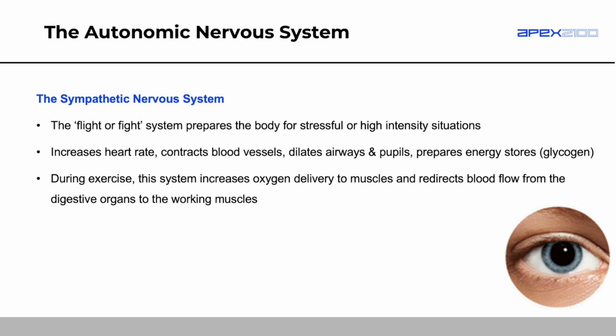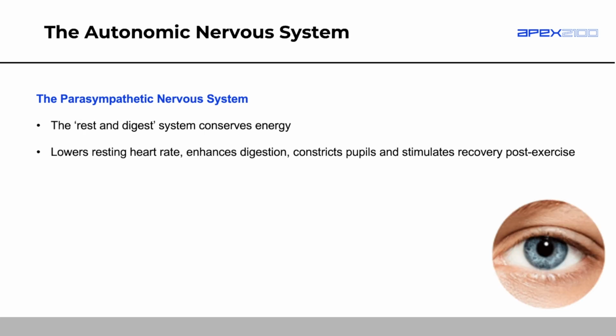We want that blood and that oxygen to go to the muscles that we need to work. Then we have the parasympathetic nervous system. This is our rest and digest system. It helps to conserve energy. So it does the opposite. It lowers our resting heart rate, it enhances digestion, it constricts our pupils, and stimulates recovery post-exercise.